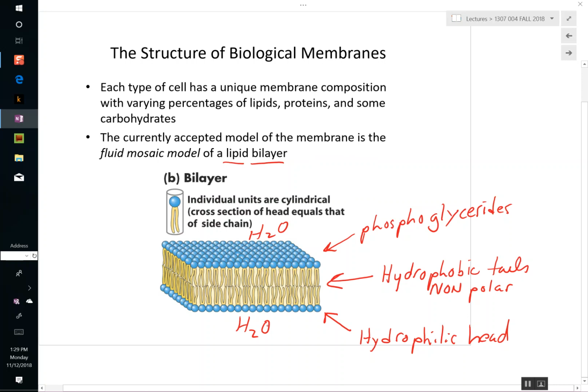All right, so that's for the general cells of your body, this would be phosphoglycerides. For the nerve cells, these would be sphingolipids. But they would look basically the same way. You would have a polar head and 2 nonpolar tails coming off of a sphingolipid. So same concept, just a different lipid that's performing this lipid bilayer.